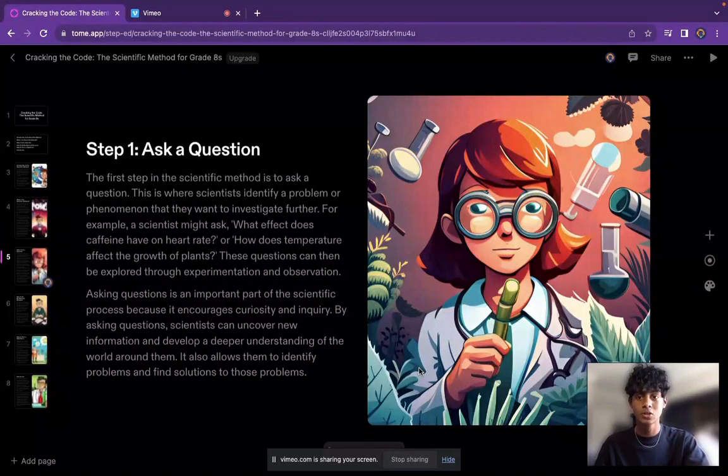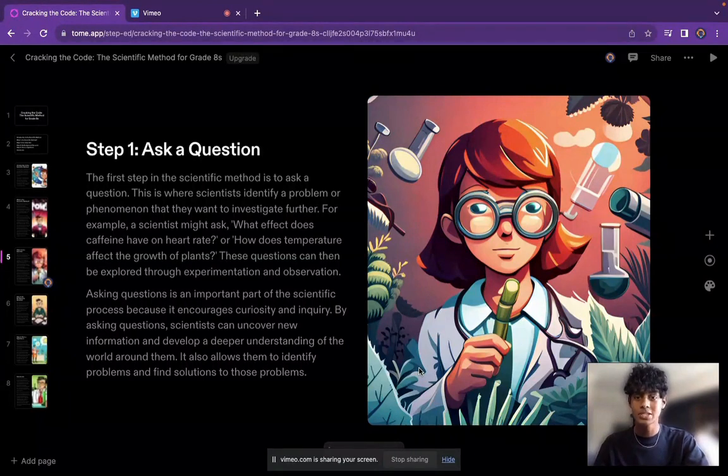So, let's go back to step 1, ask a question. This is where scientists identify a problem or phenomenon that they want to investigate further. For example, a scientist might ask, what effect does caffeine have on heart rate? How does temperature affect the growth of plants? These questions can then be explored through experimentation and observation.